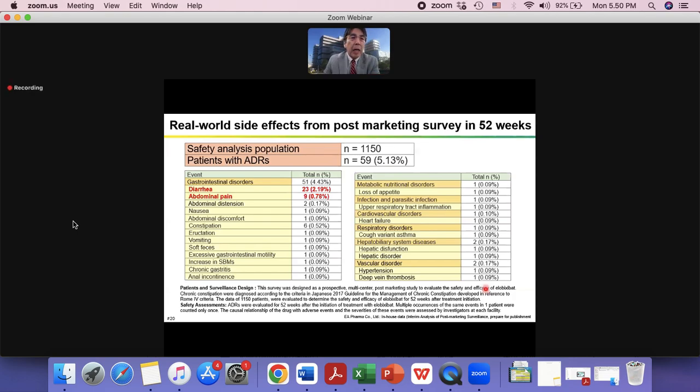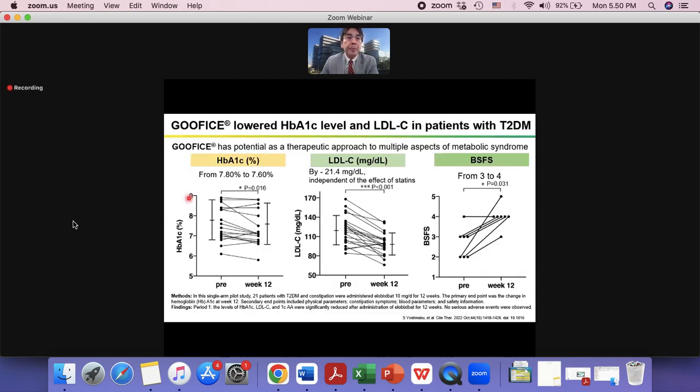In terms of adverse events, there are two adverse events: diarrhea and abdominal pain. And these side effects occur in a very early initial phase of starting the drug.